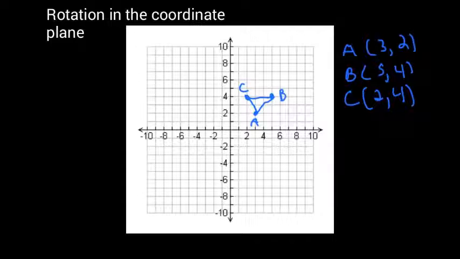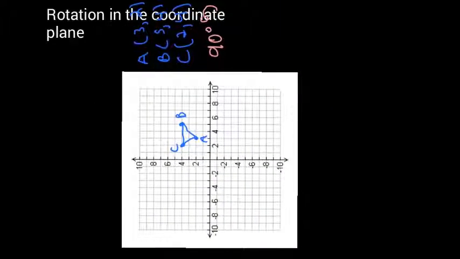Alright, so let's talk about rotation in the coordinate plane. My original triangle ABC has points at (3, 2), (5, 4), and (2, 4). I want to do a 90-degree counterclockwise rotation. With the magic of computers, I can just pick that up and rotate it, and look how my figure has changed.